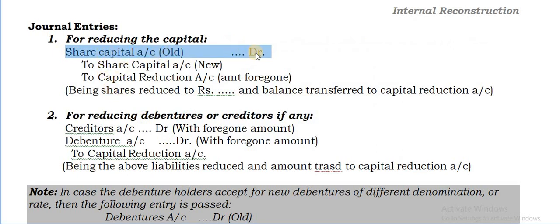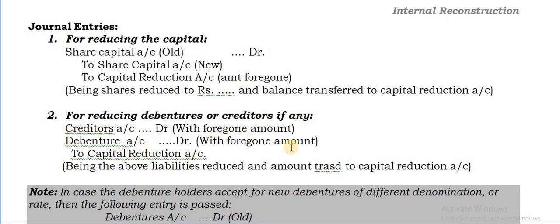Share capital debit, this is the old amount, give a credit to, again, equity share capital. If there is a preference share capital account debit, give a credit to preference share capital account, that's the new, and again to capital reduction account. So like this you have to pass an entry. If there is any reduction in the value of debtors, in the value of debentures, whatever the amount being foregone will be taken here. Say creditors account debit, separate entry, give a credit to capital reduction account.